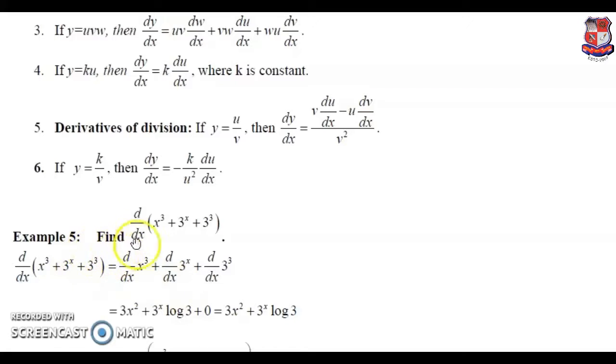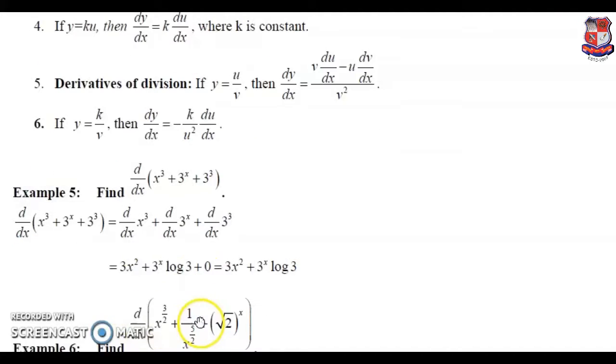Example number 5: find d by dx of x cube plus 3 raised to x plus 3 cube. First we differentiate separately: d by dx x cube plus d by dx 3 raised to x plus d by dx 3 cube. For x cube we use the first formula, x raised to n gives n x raised to n minus 1, so 3x square. For 3 raised to x we apply the a raised to x formula, a raised to x log e base a, so 3 raised to x log e base 3. And 3 cube is a constant term, so its differentiation is 0.